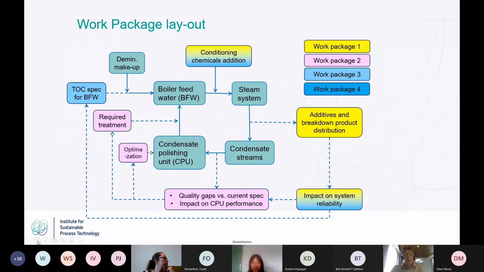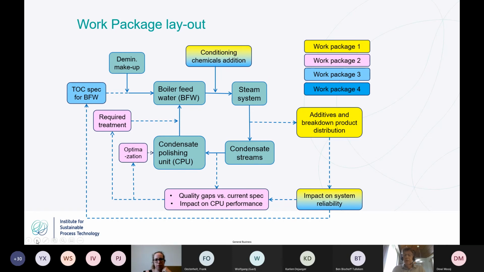Next slide, please. So this is the overall layout of a steam system. In the middle you have the steam system with condensate streams, which are polished and then return into the boiler feed water loop, where the makeup is added by additional demi-water. In between, chemicals are added, and in the steam system you will create some breakdown products, and these will distribute over the entire system, and that has been a subject of research in this project.